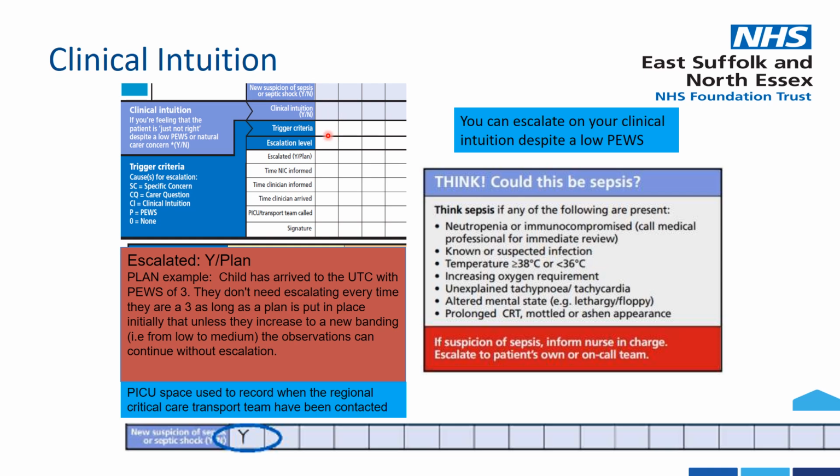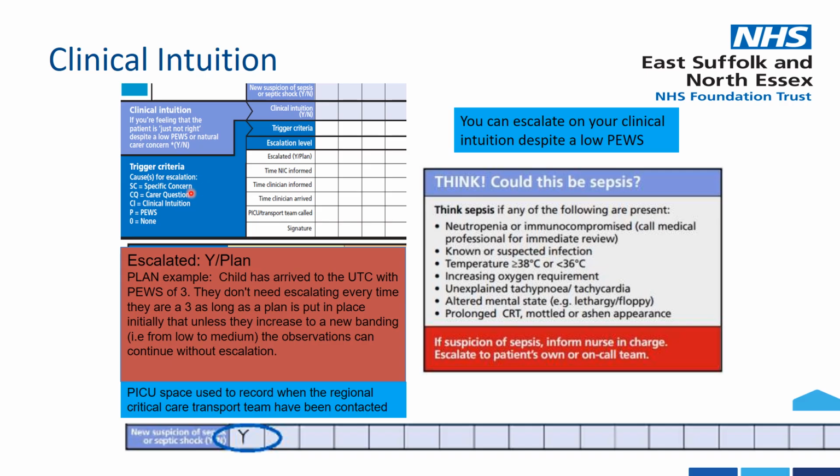So the next further down is something called the trigger criteria and the escalation level. So this is really now thinking you've got your PEWS score, you've got all the information you need. Are you going to escalate? So now there are 4 reasons why you might escalate a child. So these are written here on that left-hand side. So the 4 reasons are: there is a specific concern. So I'll go through what that one is in a second.